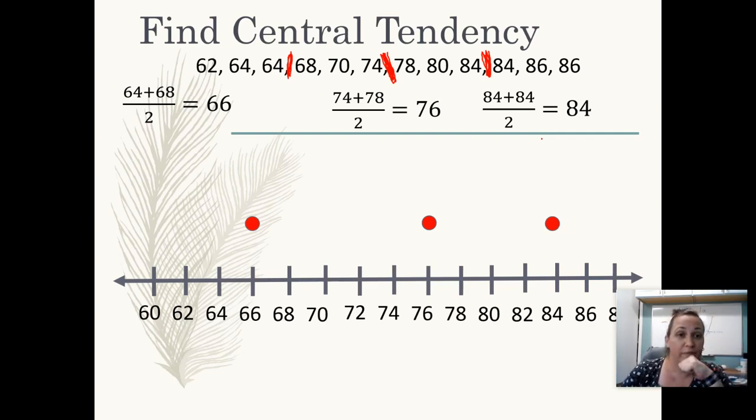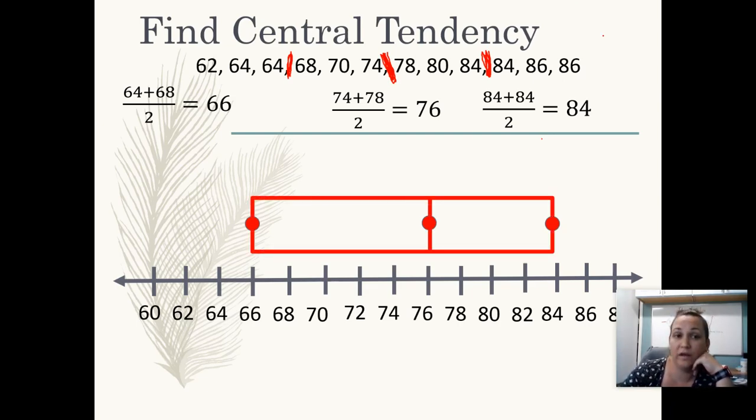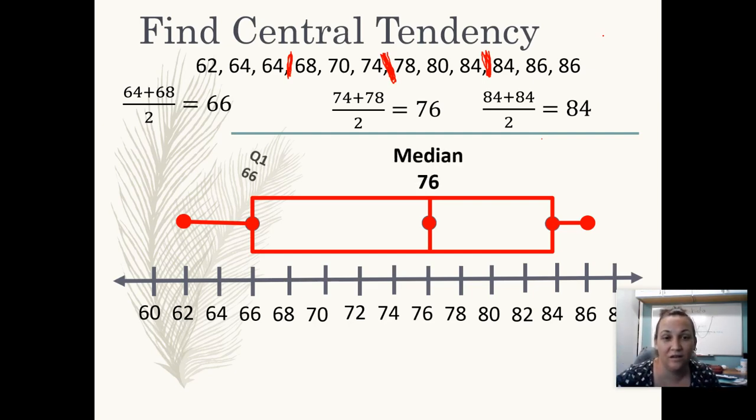We also need our min and our max to make our whiskers. So our min is at 62. And our max is at 86. And then you just connect those to the edges of the box. And there I have my box and whisker. The 5-number summary is from the 5 different places. We've got our median, our quartile 1, our quartile 3, and then our min and our max.